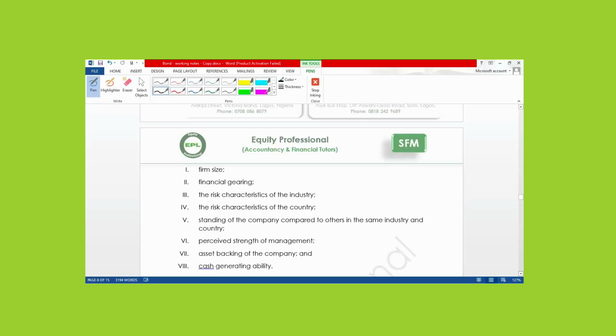Then asset backing of the company. Then cash generating ability. These are the factors that influence credit rating.